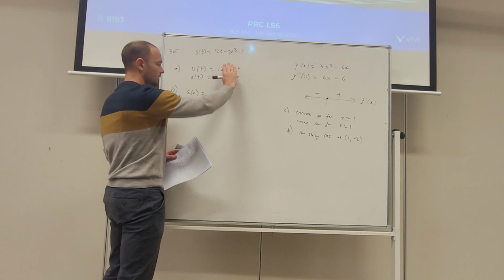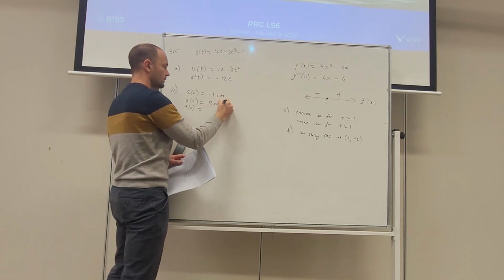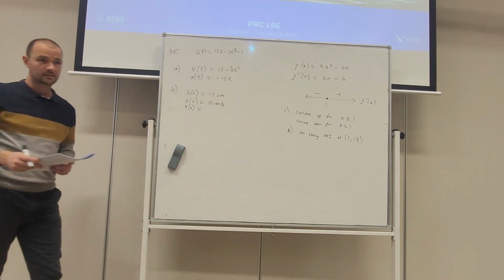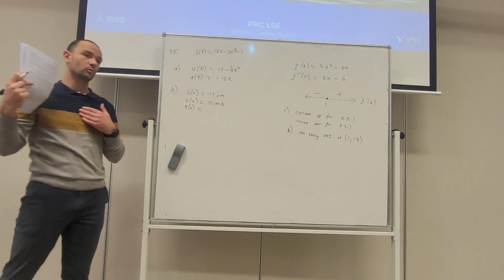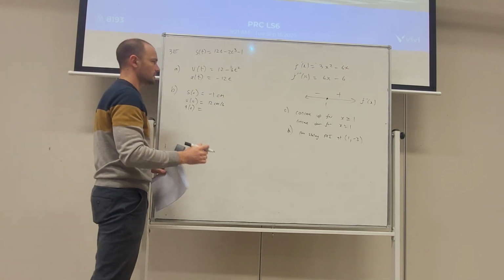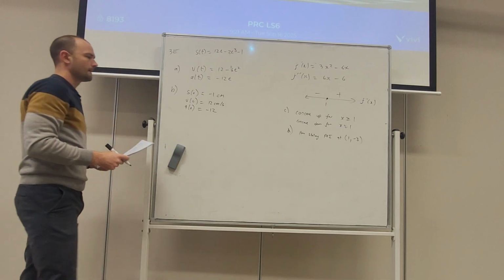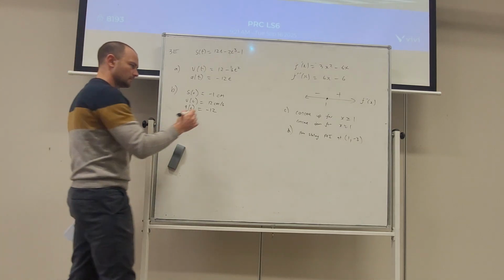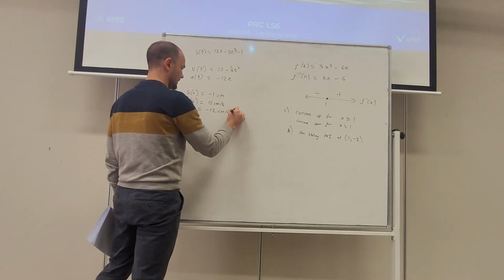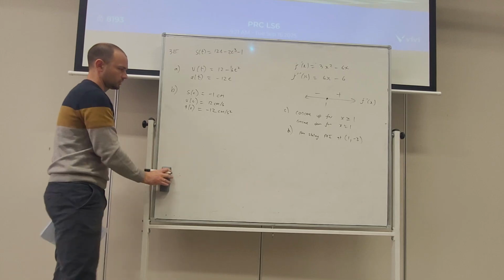When we put 0 in here, we'll have 12 centimetres per second. That's how fast it's moving. It's moving towards the right because it has positive velocity. And the acceleration is negative 12 centimetres per second squared, which means it's accelerating in the negative direction.